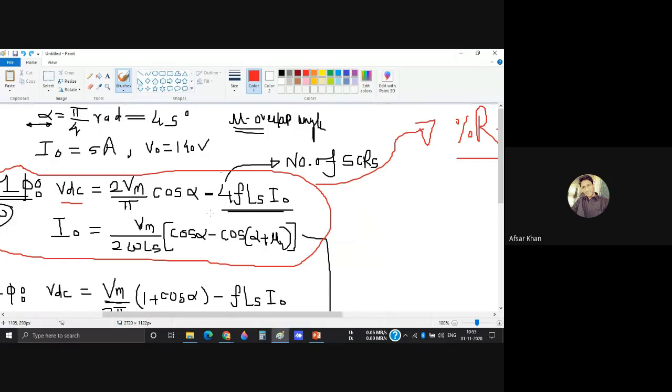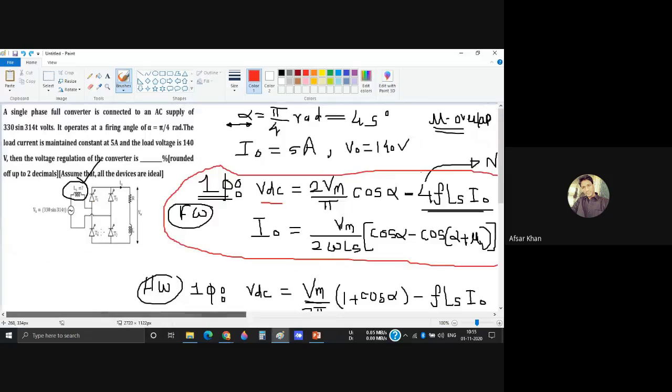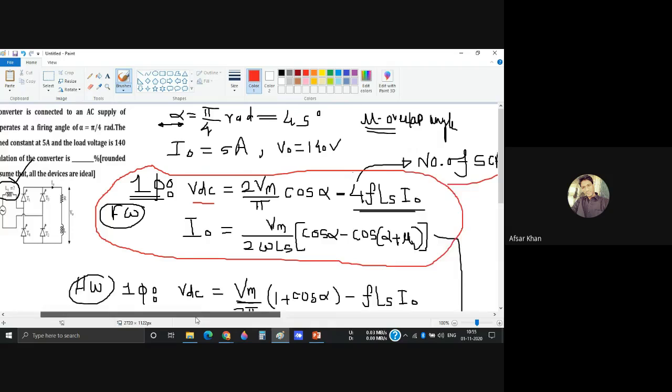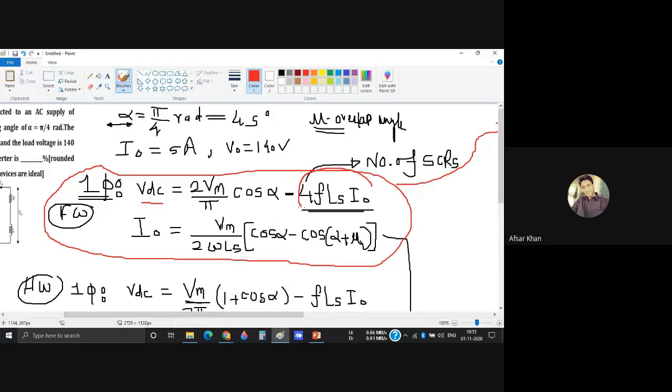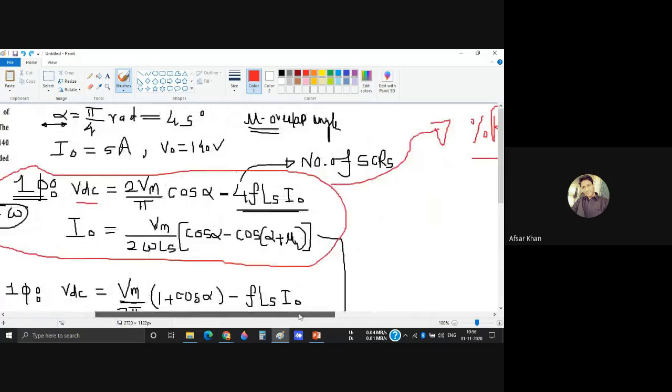So when regulation should be minimum, then this source inductance will have 0 Henry. Yes or no? Because if it is 0, then only you will get this term 0. If this term is 0, you will get this output. Your output is maximum. Yes or no, students? Output will be maximum when this drop is 0. Are you getting? Yes, sir. So we have to focus on this formula.